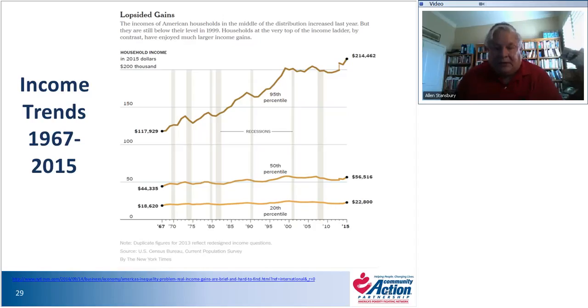On the 50th percentile, the increase in wages has gone from 44,000 to 56,000. And if you're in the 20th percentile, your wages have only seen an increase from 18,000 to a little over $22,000 during that period of 1967 to 2015.